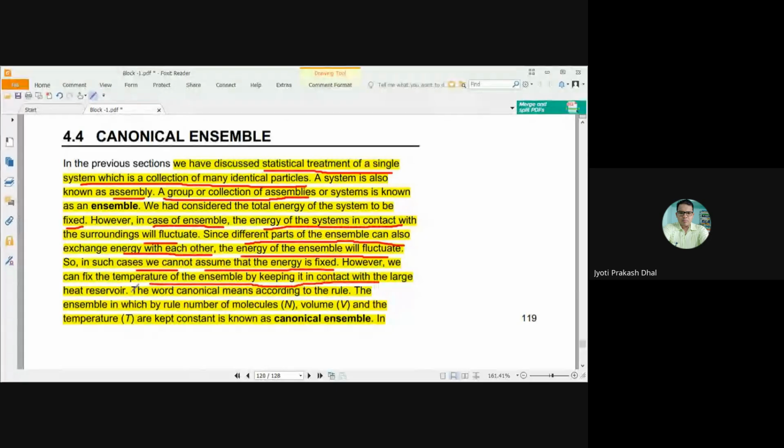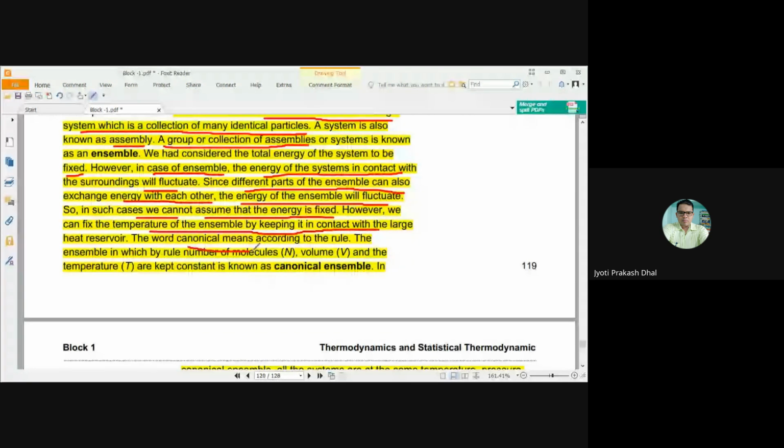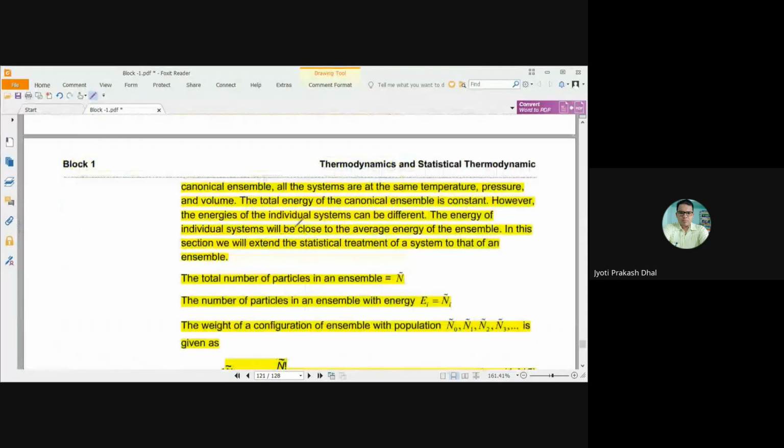So, the word canonical means according to the rule, and the ensemble in which, by rule, the number of molecules N, volume V, and the temperature T are kept constant is known as the canonical ensemble. In a canonical ensemble, all the systems are at the same temperature, same pressure, and same volume.